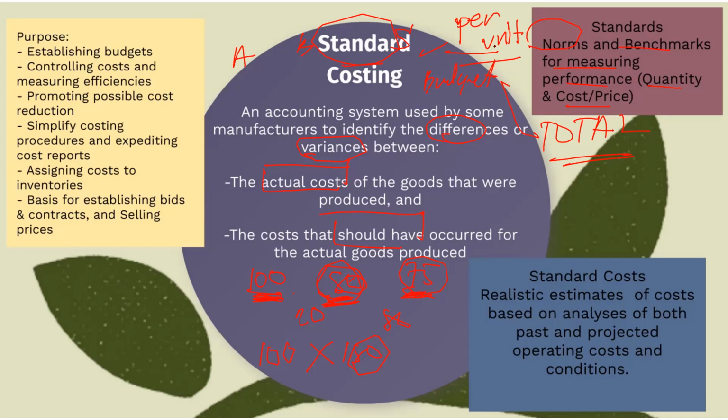Okay? That is the standard. And realistically speaking, that is our norm. Now, what's the purpose? Number one, it is for you to establish budget. Again, standard cost, okay, is on a per unit basis. You cannot establish your budget without your standard costs.